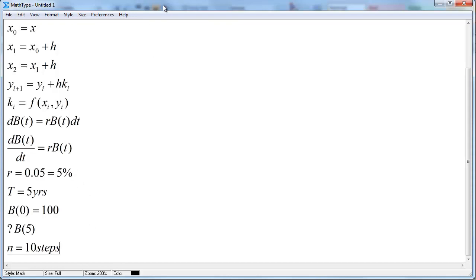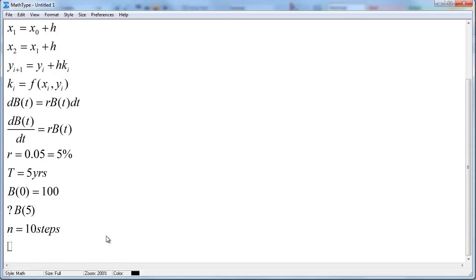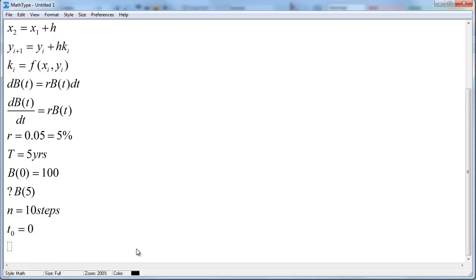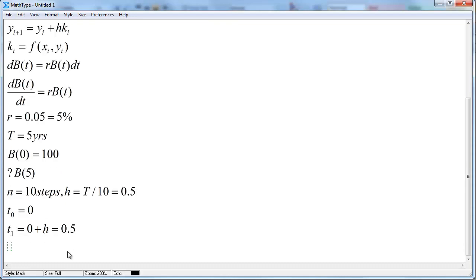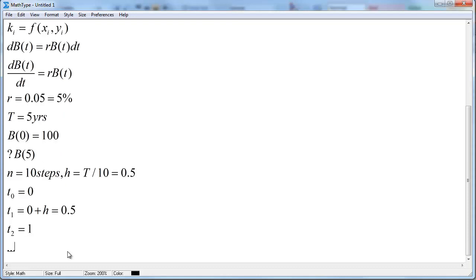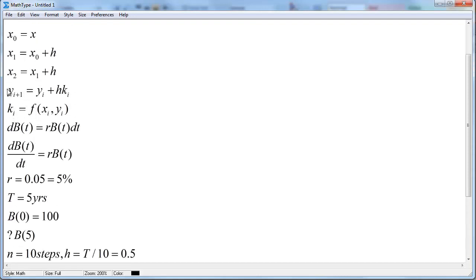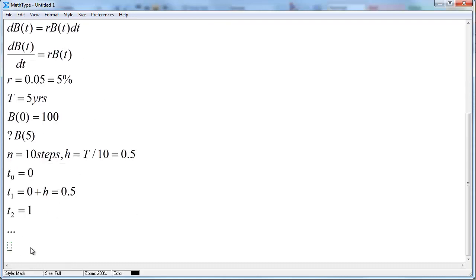So what it will look like is that we firstly define t0 is 0, t1 is 0 plus h. But what's h? h is T divided by the number of steps, and that's 0.5. So t1 will be 0.5, t2 will be 1, etc.